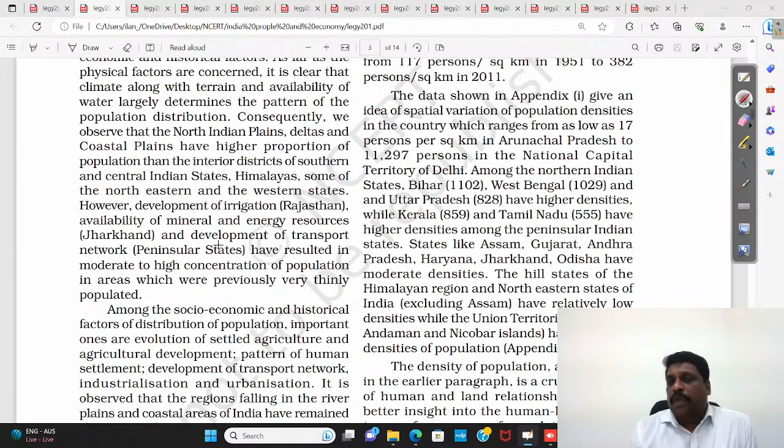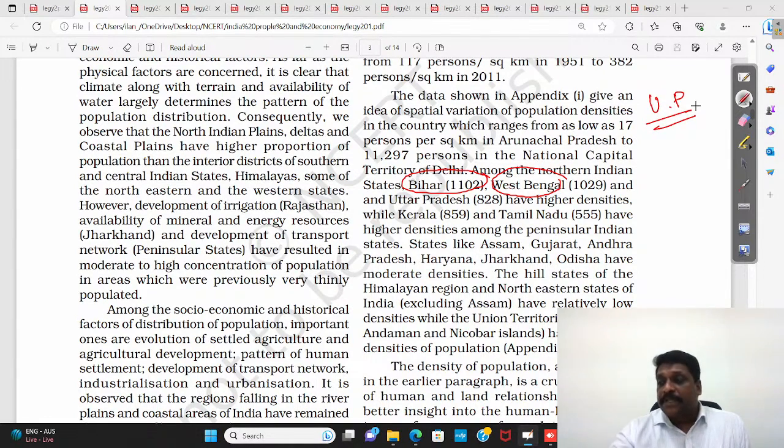Now, why exactly is Bihar so populated? Why is West Bengal so populated? And of course, I know the most populated state in India is UP, Uttar Pradesh. Uttar Pradesh is the most populated, and the most thickly populated state in India is Bihar. But what exactly is the reason why Bihar, UP and West Bengal are so populated? The answer is very simple: they are plains. And I should add a word: fertile plains, my dear friends.